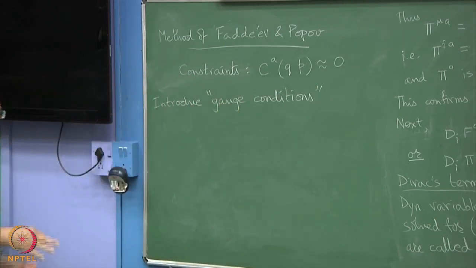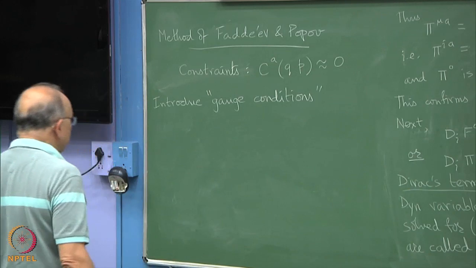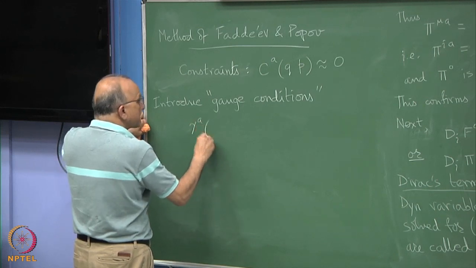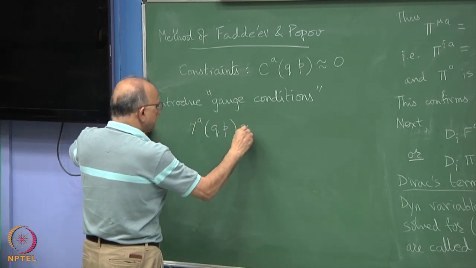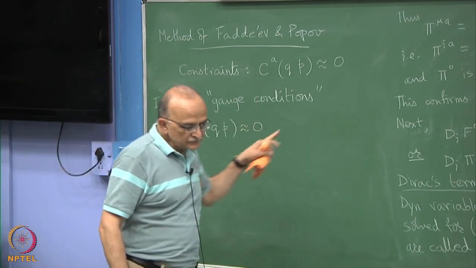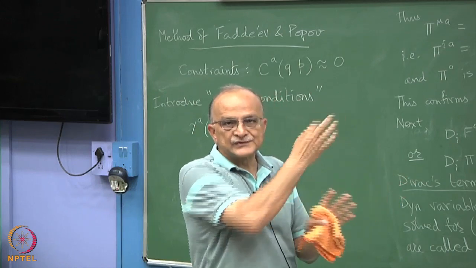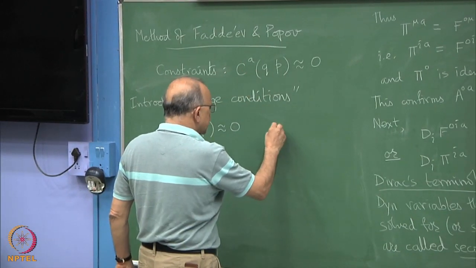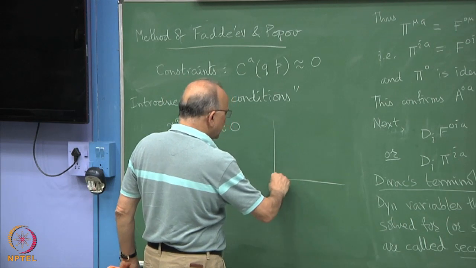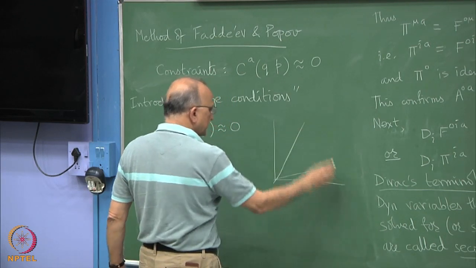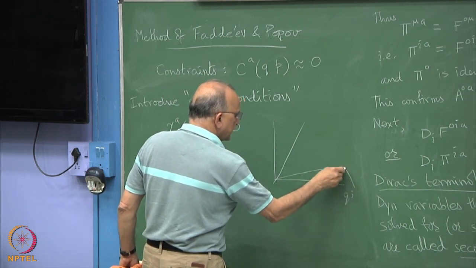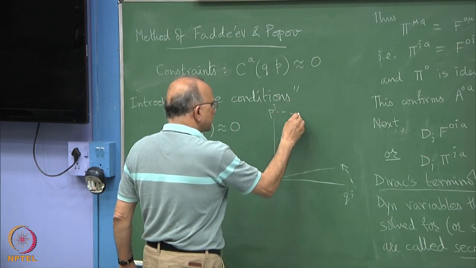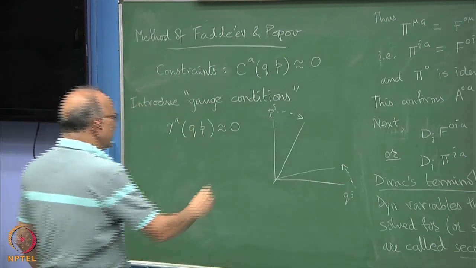This nomenclature also has a lot of disputes, but it has stayed, so I will not bore you with that. So we introduce gauge conditions gamma A such that they are complementary to this C. They choose a particular point out of this. So the problem with this C is that if you draw some n dimensional phase space, let us say Qi and then Pi, lots of dimensions, and you have a constraint surface.